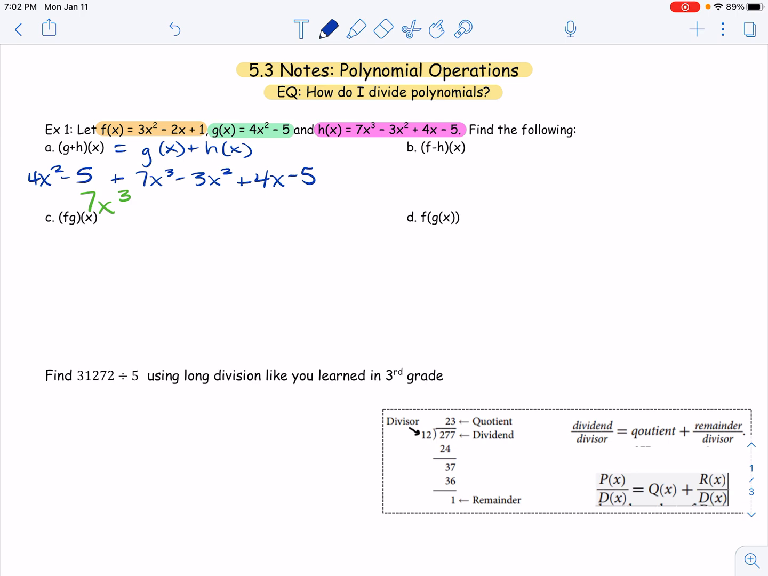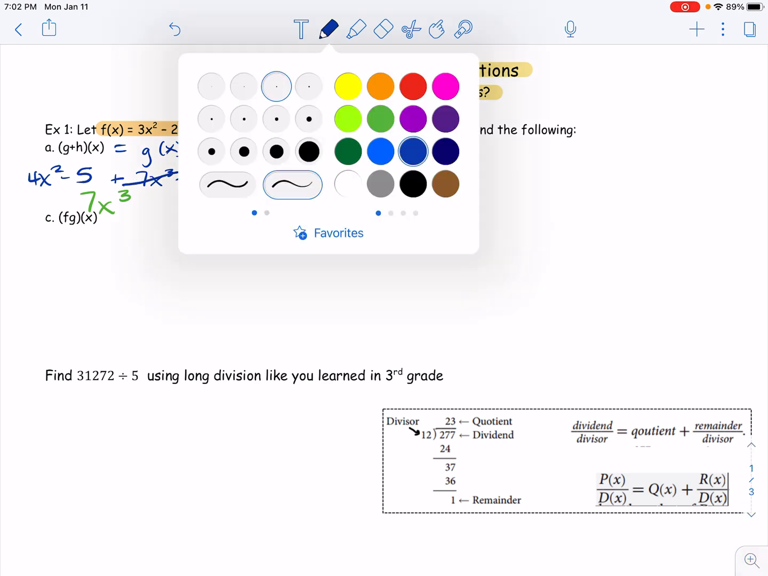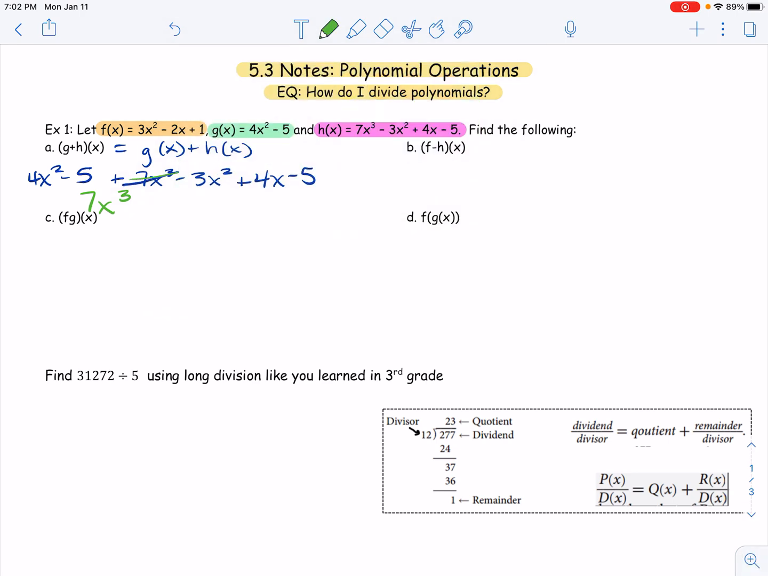So 7x cubed takes care of this guy. Then what's after cubed would be squared. So I see a 4x squared and a minus 3x squared. So the 4x squared and the minus 3x squared give me a 1x squared. Then I go to x. I see a positive 4x here. And then I see a minus 5 and a minus 5, which combine to give me minus 10. So my answer, my sum, is 7x cubed plus x squared plus 4x minus 10.